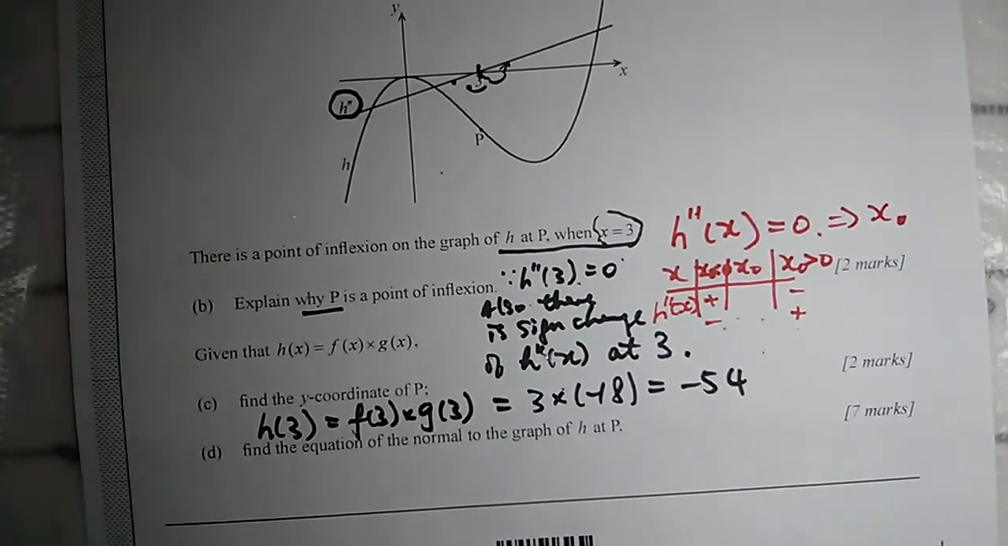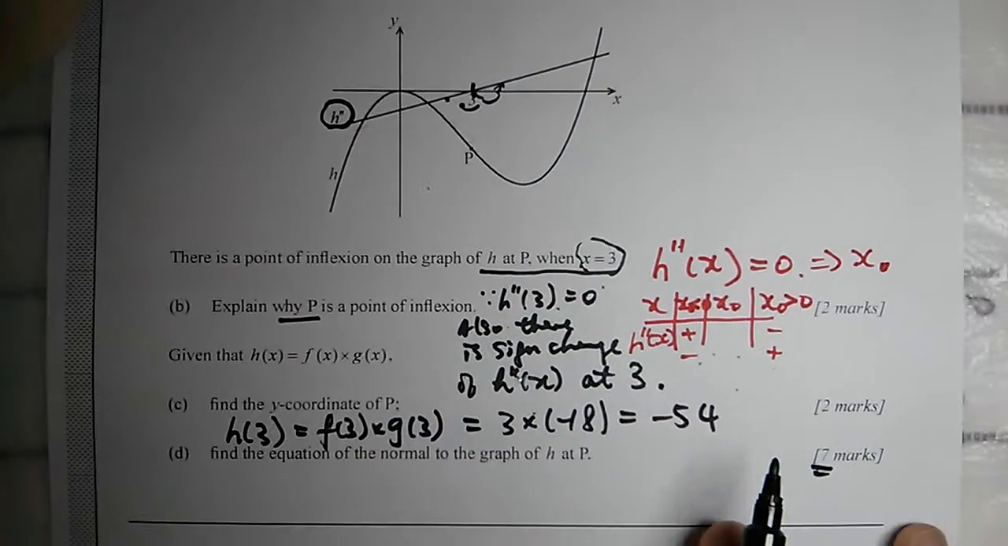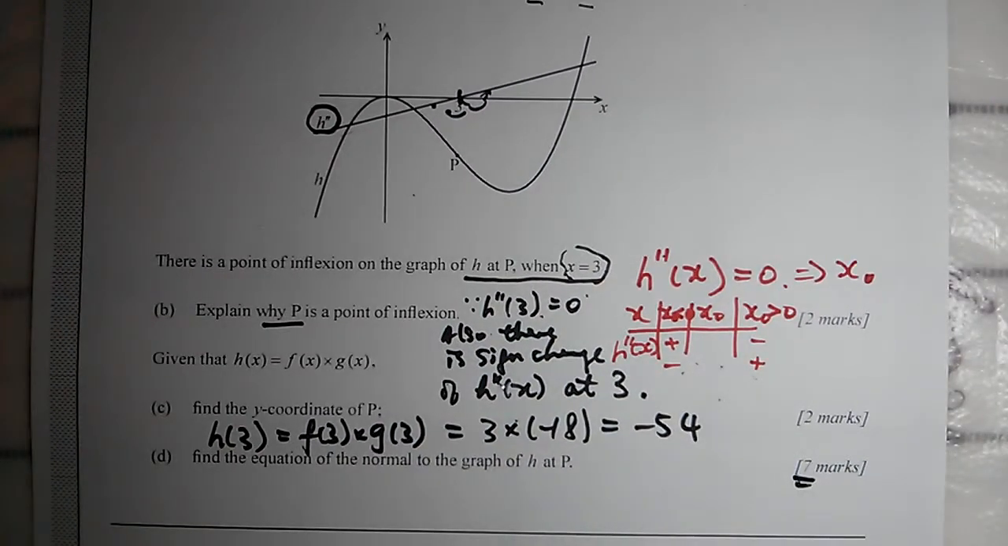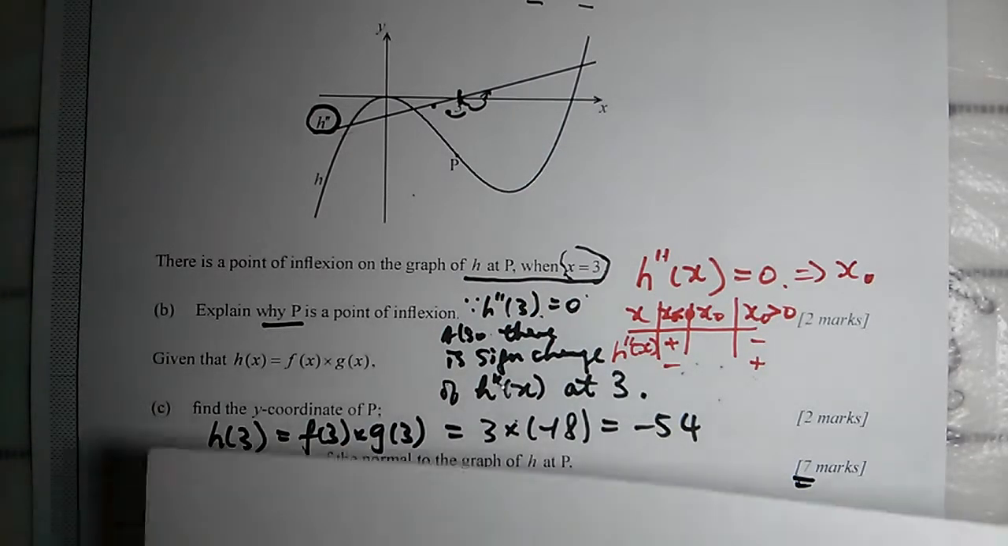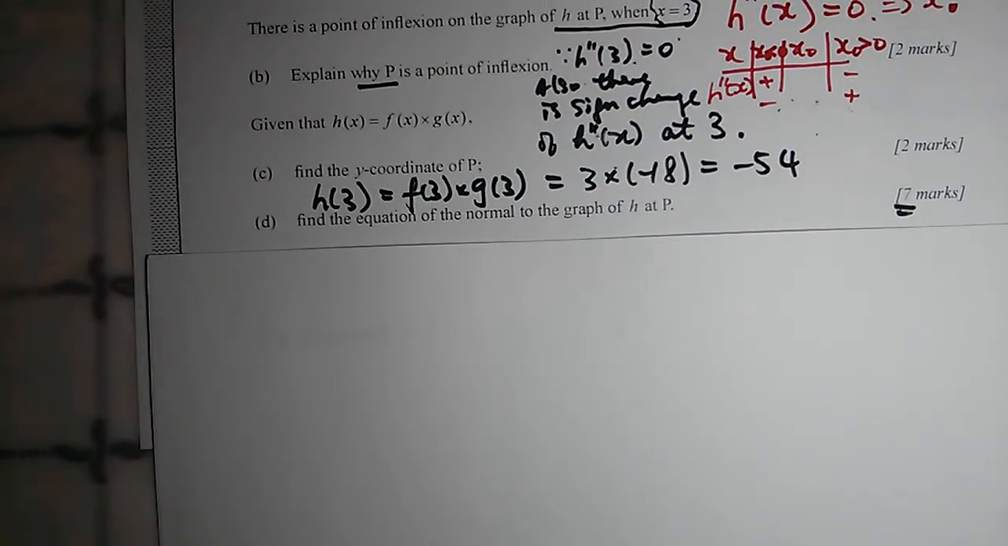Next, this would be the hardest part of this question. This is a 7-mark part. Quite a lot is to be done. So let me get more prepared, get me more paper, more space to do this question. The question is, find the equation of the normal to h at P.